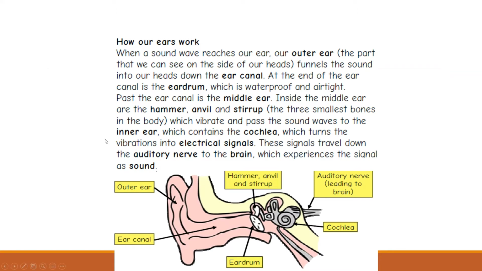So here it is, how our ears work. When a sound wave reaches our ear, our outer ear, which is the little wiggly bit that we have on the outside of our heads, funnels the sound into our heads down the ear canal.